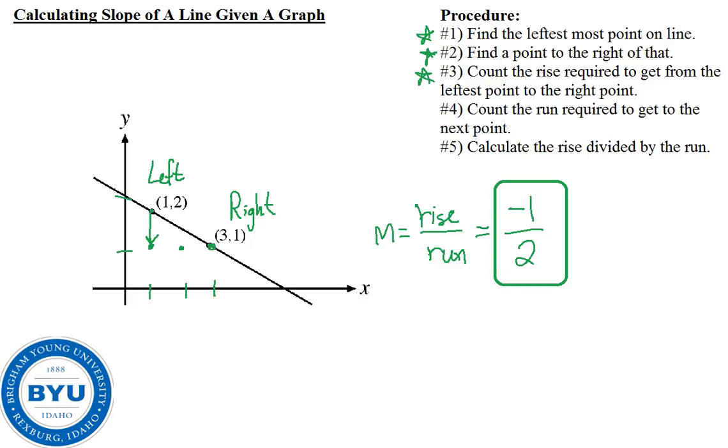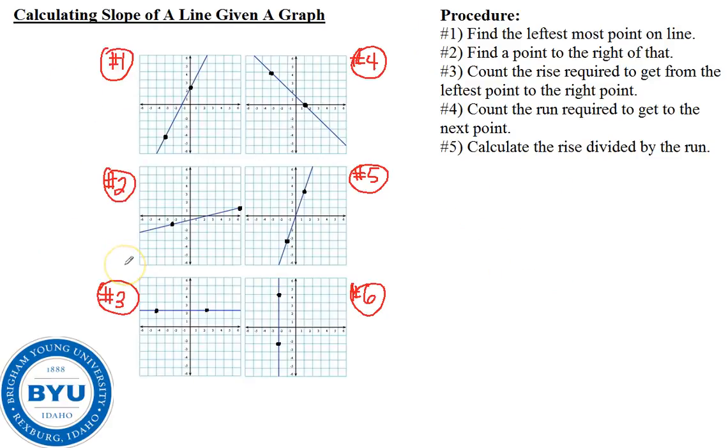So using those 5 steps, let's see if you can find some slopes of some lines. Here are 6 graphs, and what we'd like you to do is use the 5-step procedure to find the slopes of these graphs. Start with the leftmost point, and then find a right point. Count the rise that is required to get you from the left to the right point. Then calculate the run, and then do rise divided by run. Give it a shot, and we'll check your answers. Pause the video now, do these 6, and then we'll check your answers when you unpause the video.